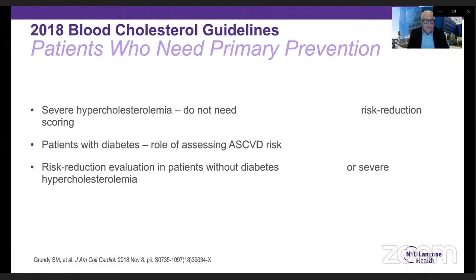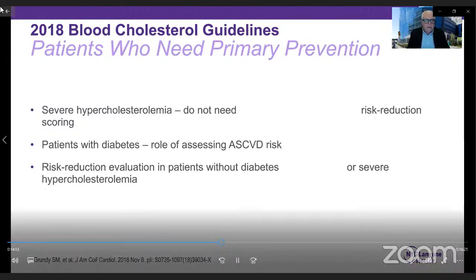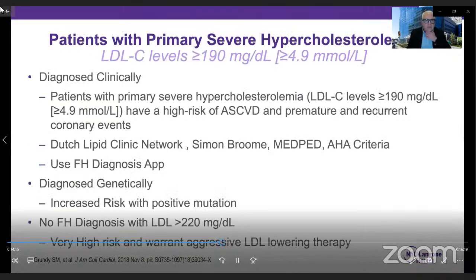Well, patients with severe hypercholesterolemia. These are patients with inherited disorders of LDL cholesterol metabolism, familial hypercholesterolemia, and they're automatically put into the high-risk category. Do not risk score them, because if they're young, they'll actually appear at the low end of the risk score. Patients with diabetes over the age of 40 should all be on moderate intensity statin. And then the primary prevention cohort that we've discussed.